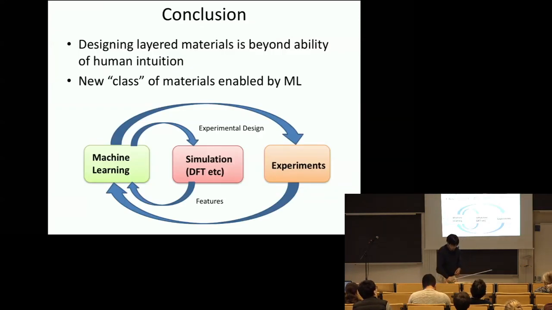So this is my conclusion, and maybe you can agree with me that designing layered material is beyond the ability of human intuition. This is why I like to deal with these layered materials, because probably humans cannot deal with them. Accelerating the design of existing materials is of course very valuable, but what's more interesting for me is to find a new class of materials which can only be designed by machine learning. Thank you very much.